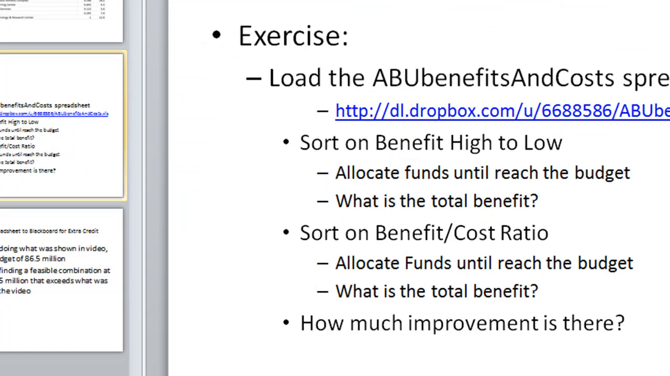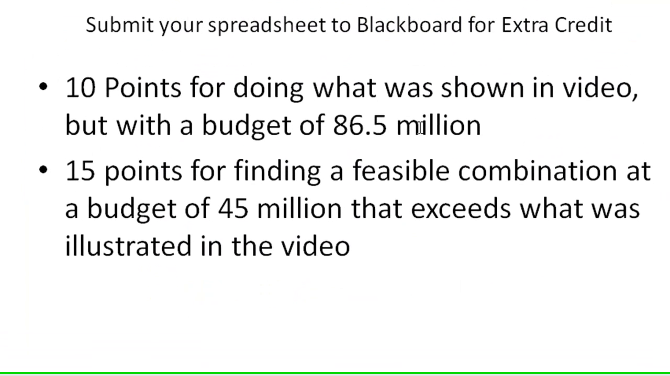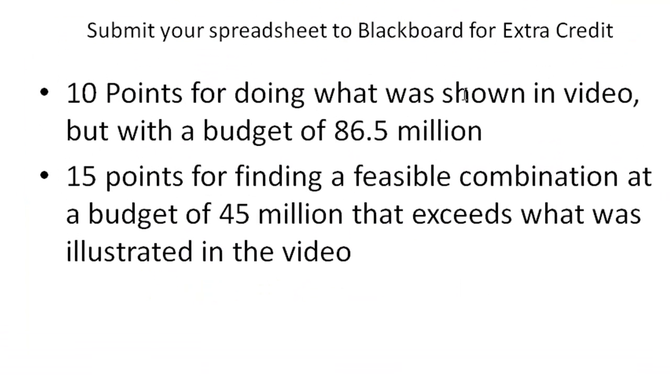And so what I've done is to add an extra credit assignment, 10 extra points for doing what was shown in the video, but with a budget of 86.5 million, and 15 additional points if you can find a feasible combination at a budget of 45 million that exceeds what was illustrated in the video. I'm more interested in your thought process in trying to find this combination and you thinking through this than the actual result. But there is a combination that gives you a higher benefit than was shown in the video at a budget of $45 million.